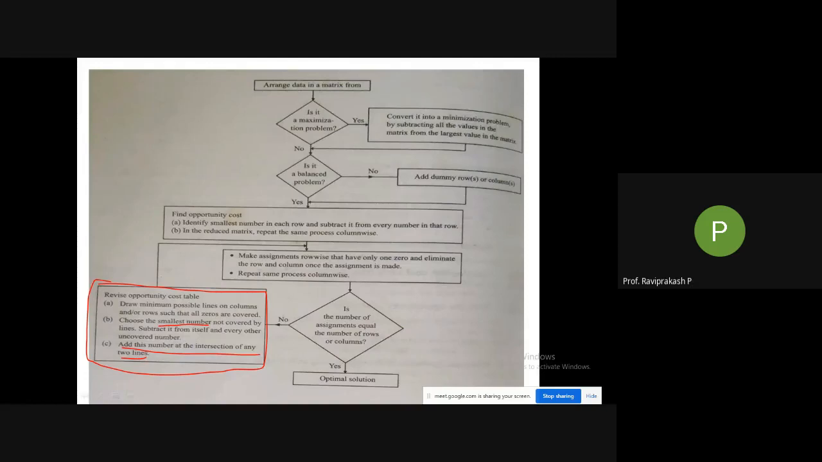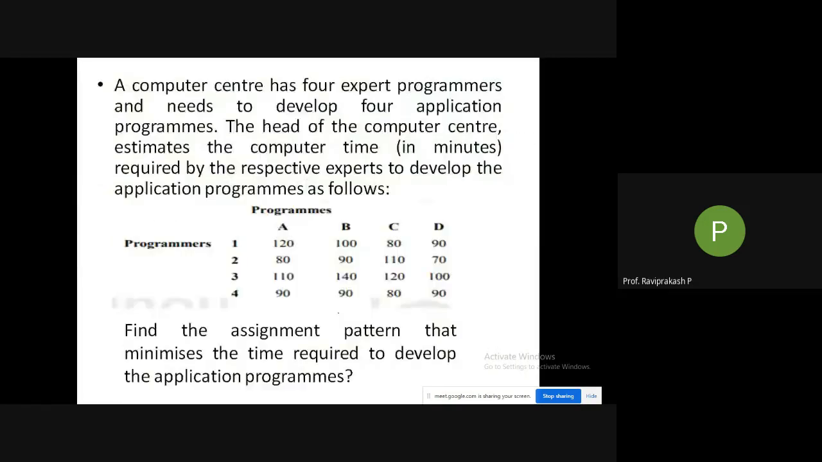So from here, after doing this, we have to again make assignments row-wise. Then if you have only 1 zero, eliminate the row and column once the assignment is made. They have given everything in one sentence, so I'm telling you stepwise. Then repeat the same process column-wise. When you finish row-wise, you need to start with column-wise. That is what they are giving you. Then at the end, check again whether the number of assignments is equal to the number of columns. If yes, that is the optimal solution. If not, again we need to go with this. So I will solve this in the next class.